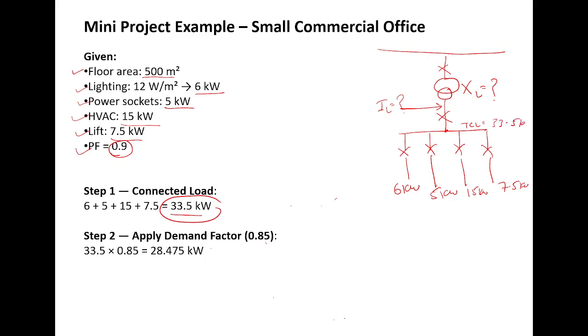So how to calculate the demand factor? I am taking demand factor as 0.85. I am saying that this is the total load, but the complete load will not operate simultaneously or at the same time. Only 85% of the load can operate at the same time. So I am just multiplying 33.5 into 0.85. You will get 28.47 kilowatt of load. So this is the load. Based on this value, I will calculate or decide the size of my circuit breaker and transformer and cable.